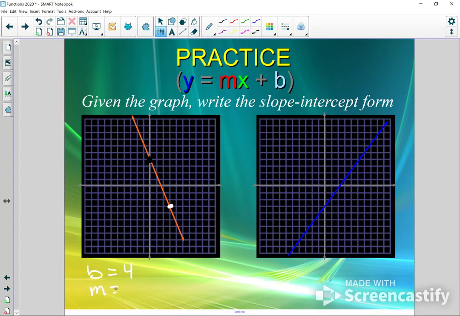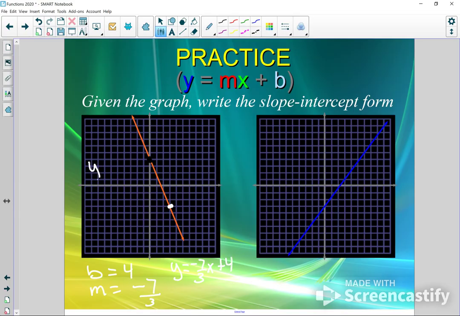So I have m equals, I went 1, 2, 3, 4, 5, 6, 7 down. So down 7. I read my graph left to right, and that means I went down 7. Then I went over 3. So my slope is negative 7/3. So my equation is y equals negative 7/3 x plus 4. We just did it.